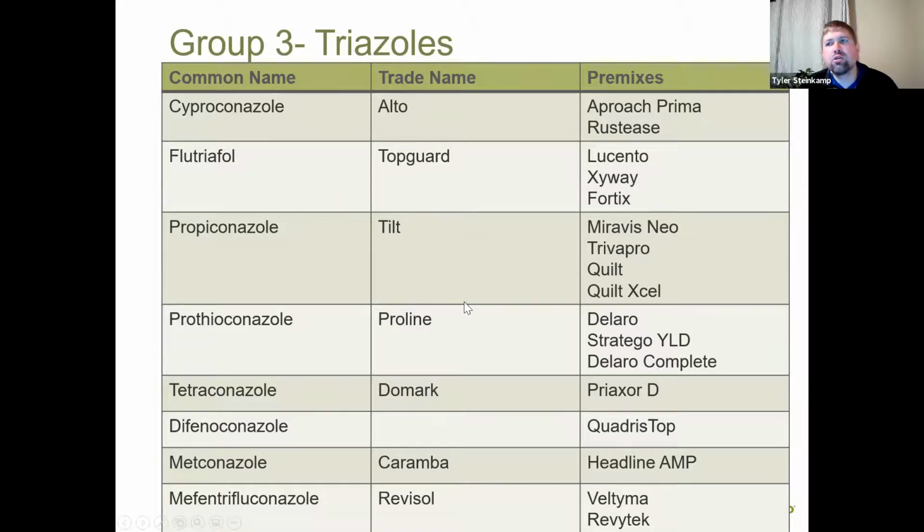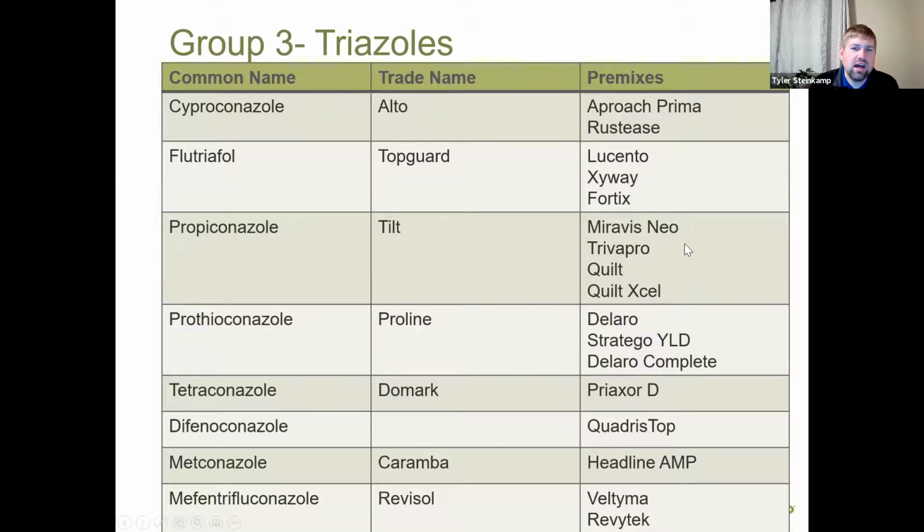A lot of the group 3s tend to be paired with group 11s, the strobilurins. Okay, and one of the reasons why we see a lot of the pairings of group 3s and group 11s is because of the fact that that group 11 extends the residual control of that fungicide, and you get that plant health effect as well. Okay, so you can see all the different ones in here.